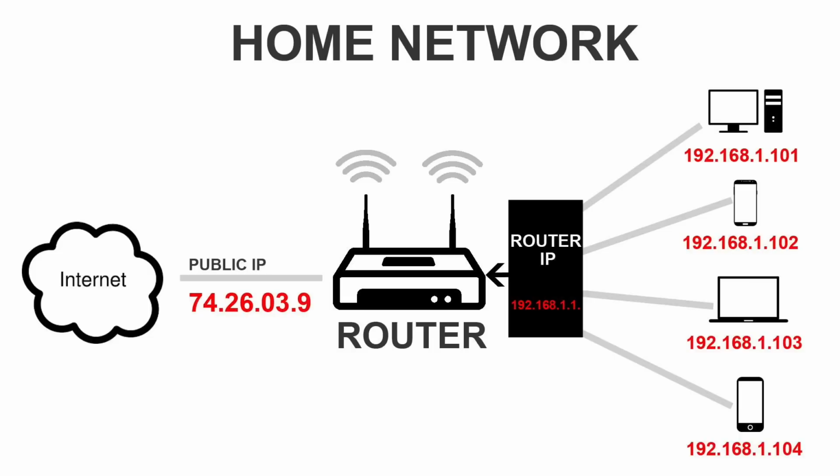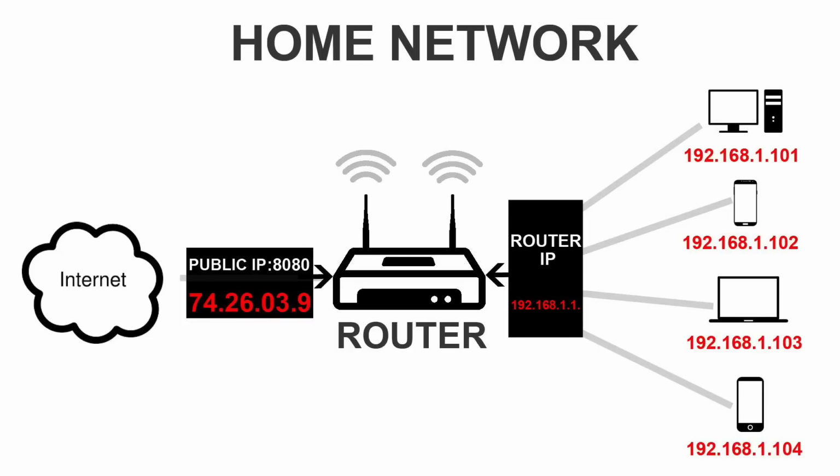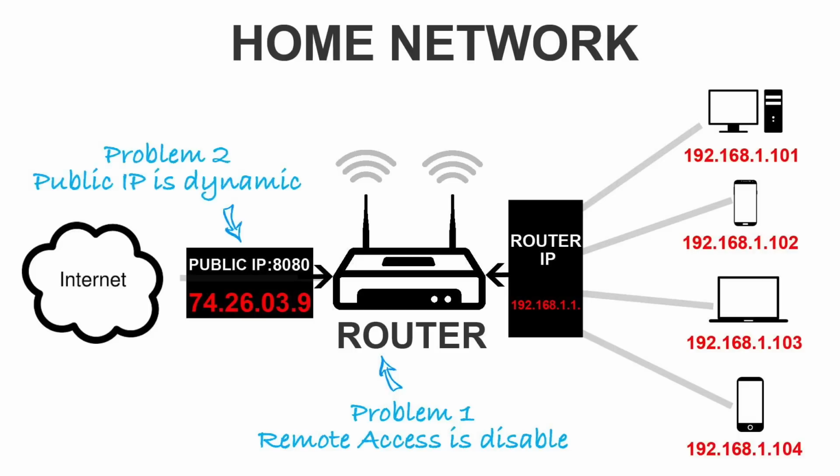However, if you want to access your router from outside the network, then you will have to type your public IP address followed by the remote control port number, which is 8080. But there are two problems here. One, as a security measure, every router by default has remote access turned off. And two, most home users are assigned a dynamic IP address, which means every time you restart your router, your public IP address will also change.